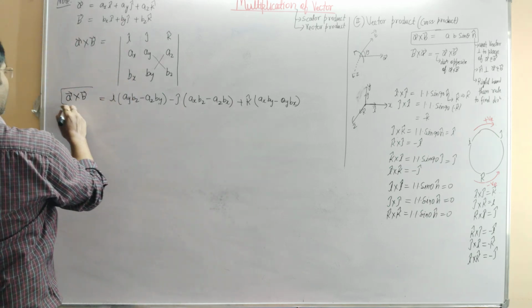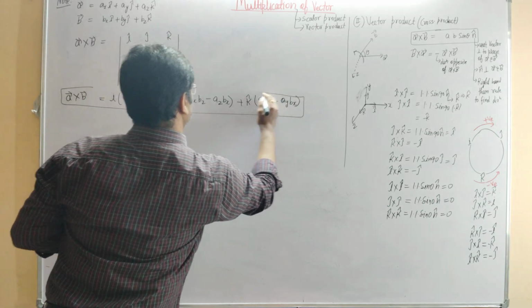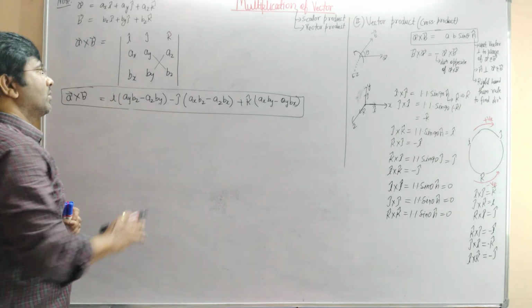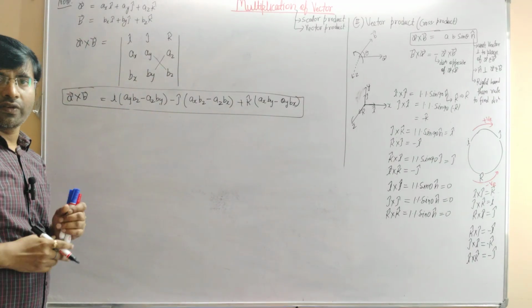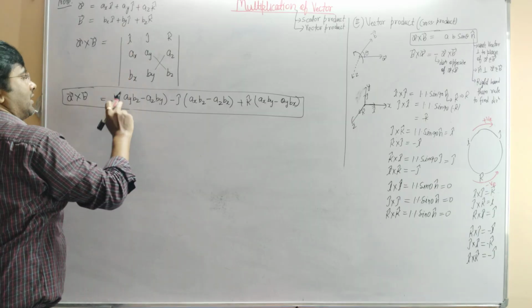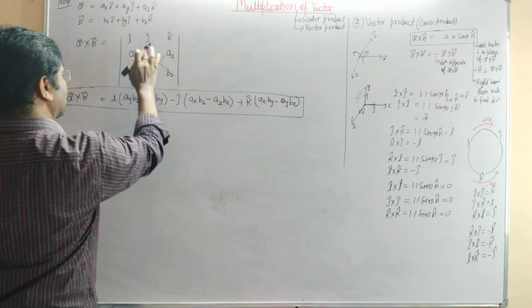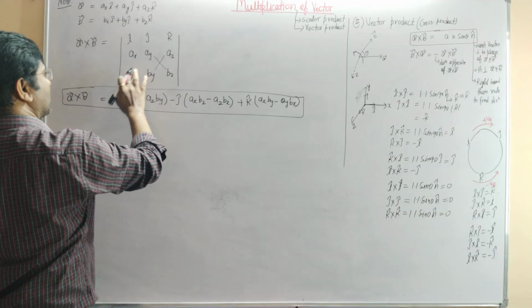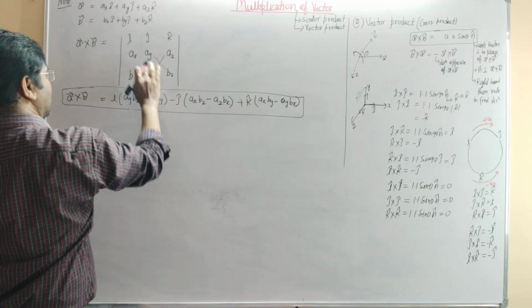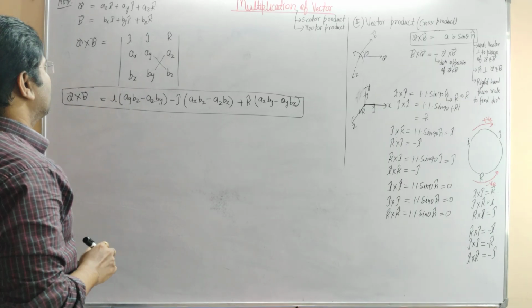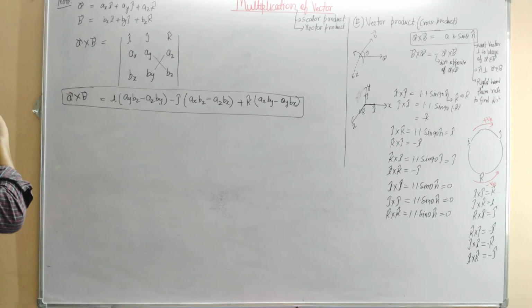So this is a very important conclusion, but better you do not remember this type of equation, you remember this determinant form. Okay, so you write here i, j, k, and you just take the cross product. Okay, so ax by minus bx ay. Clear? So now based on it we'll take a few examples.